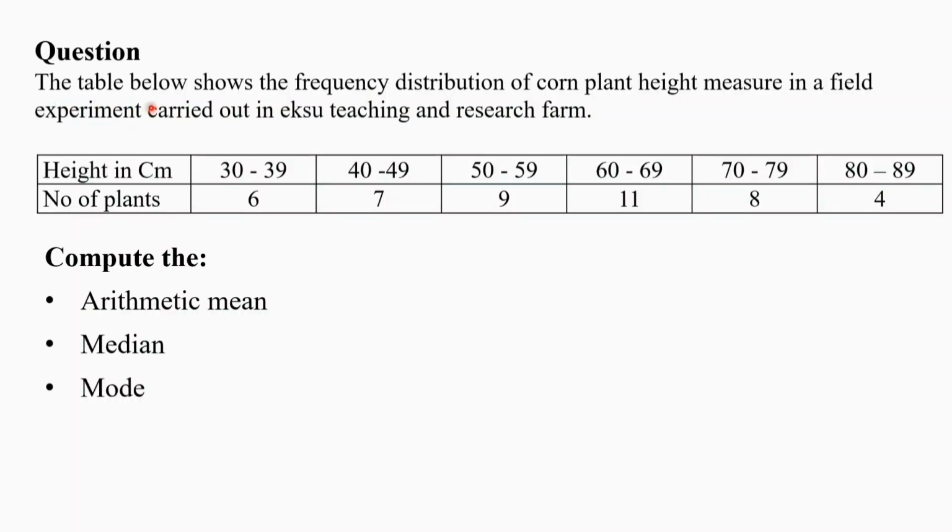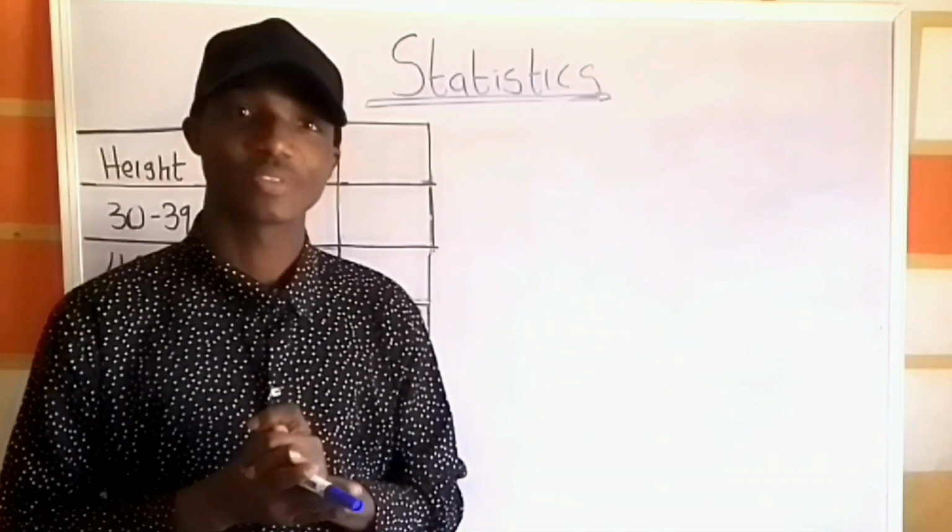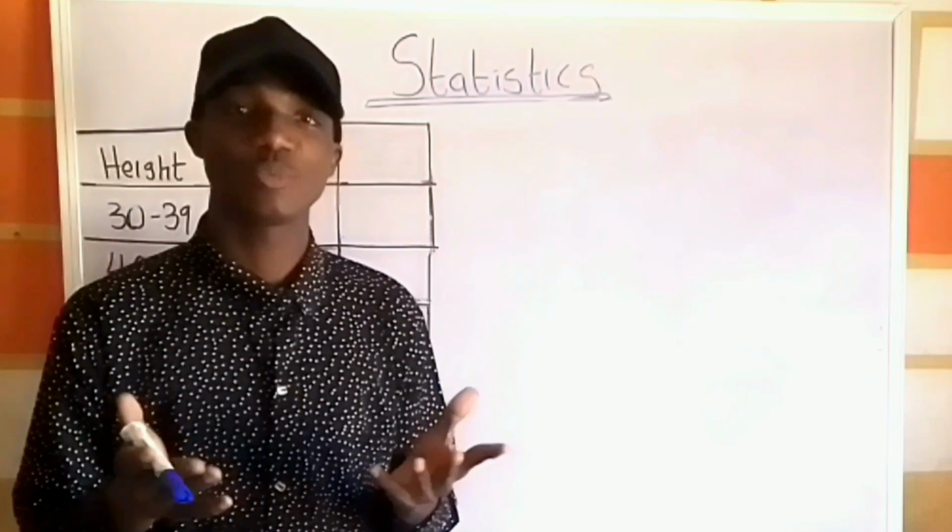The table below shows the frequency distribution of corn plant height measured in field experiments carried out in EXU teaching and research farm. Compute the arithmetic mean, median, and the mode. To solve this question, the first thing is to change your table to vertical form.